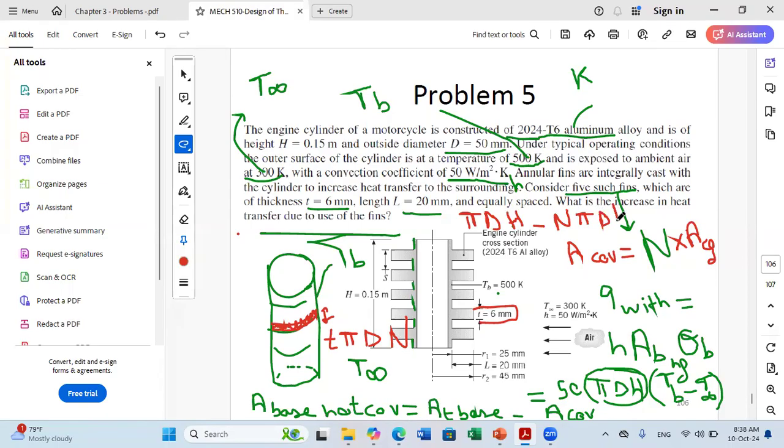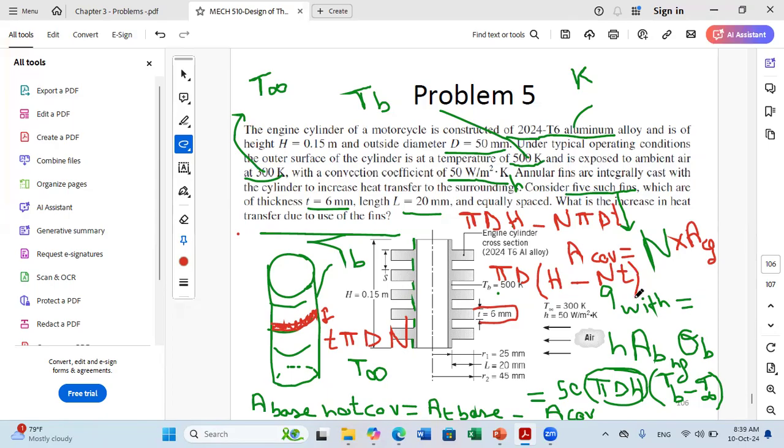So I can take pi d into factor. If I take pi d into factor, what do I get? I get pi d times the uncovered height, okay? Which is, the uncovered height is the total height minus the number of fins times the thickness of each fin. This will give me the uncovered area, okay? Clear?